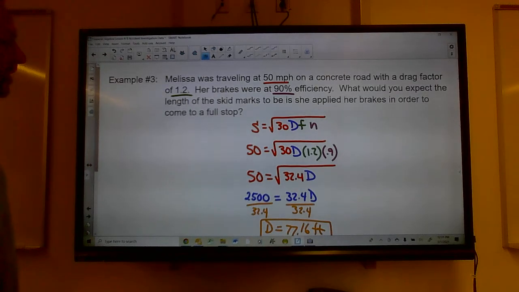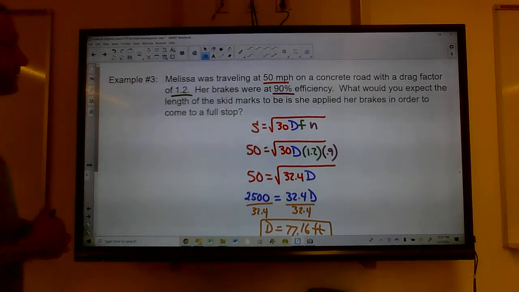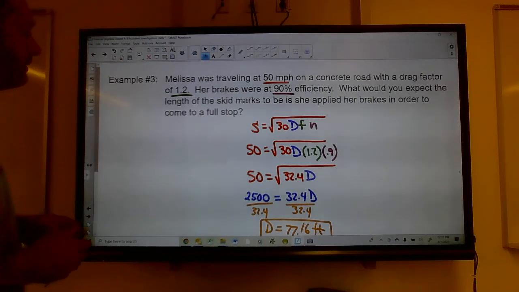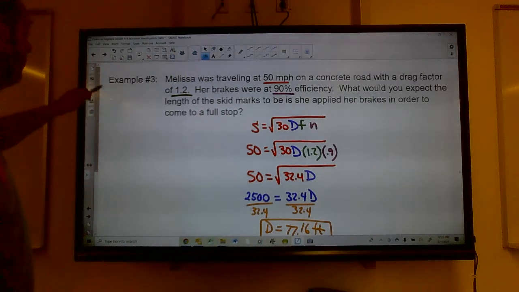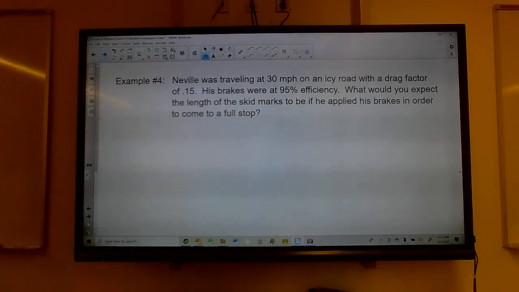Okay, so that's how long they would think those skid marks would be if she applied her brakes. Neville was traveling at 30 miles an hour on an icy road with a drag factor of 0.15. His brakes were at 95% efficiency. What would you expect the lengths of the skid marks to be if he applied his brakes in order to come to a full stop?